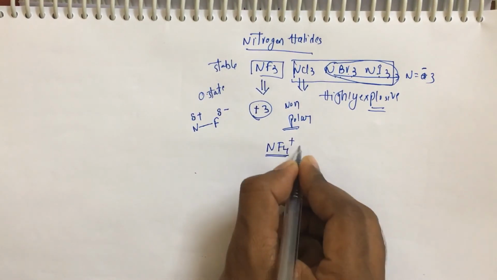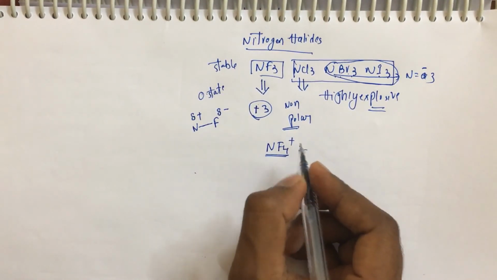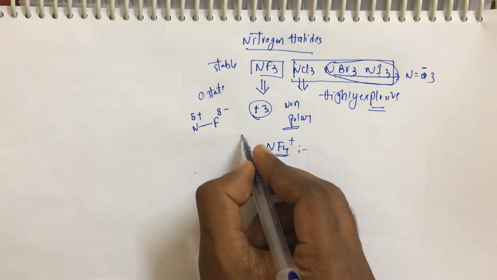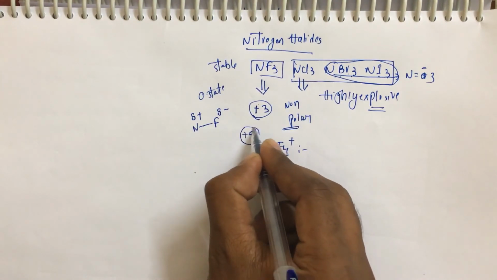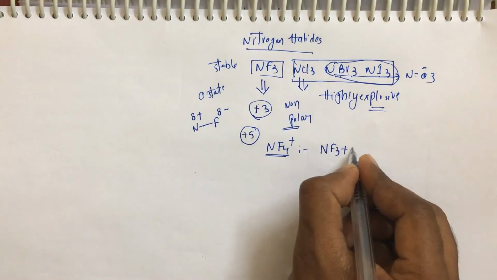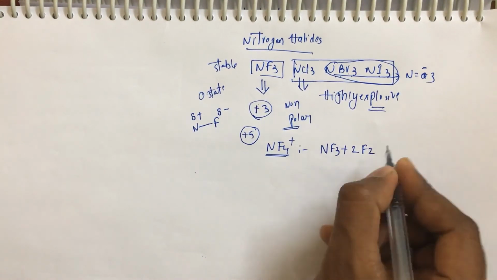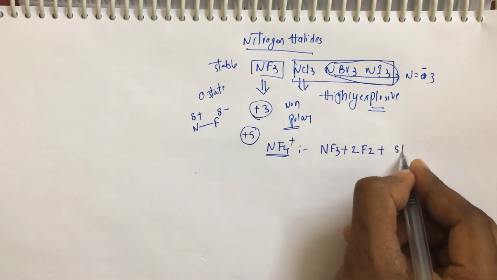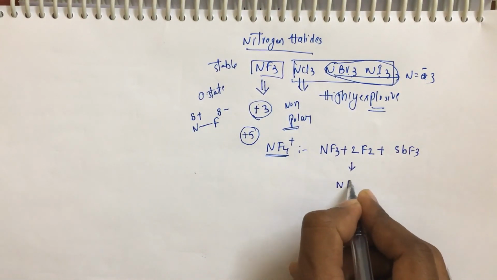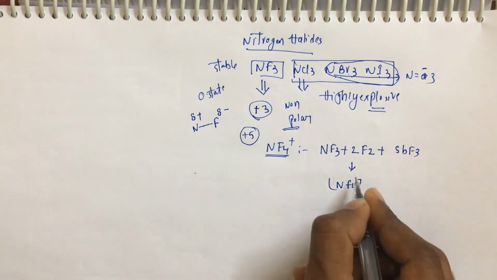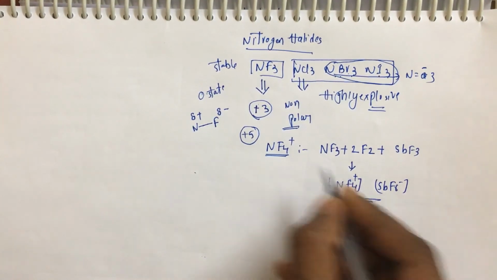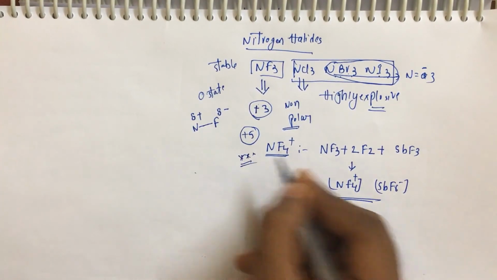I said before, when I started this lecture, that NF4 plus is the only compound where nitrogen exists in the +5 oxidation state, and this we can prepare by treating NF3 with 2 moles of fluorine and SbF3. Here we get NF4 plus and SbF6 minus. This reaction is very important. We have to remember this reaction.